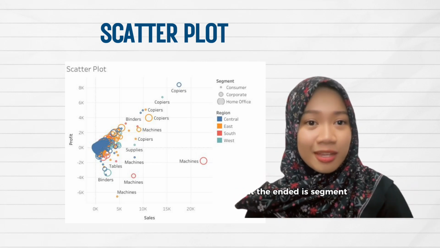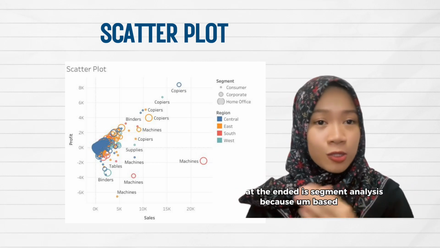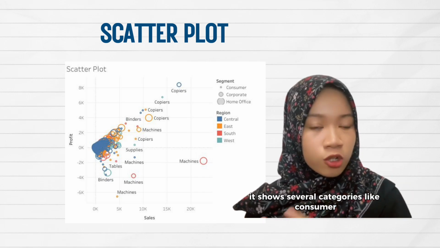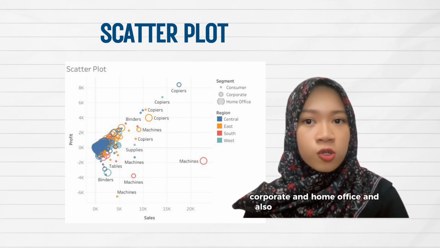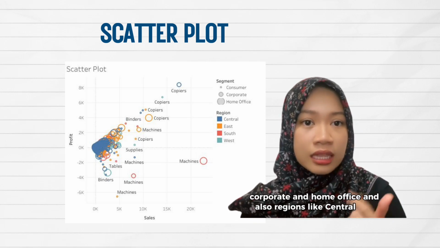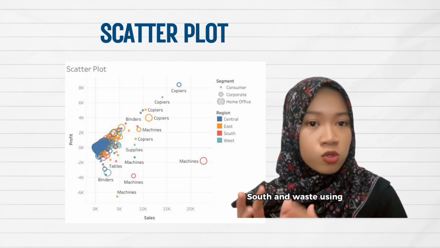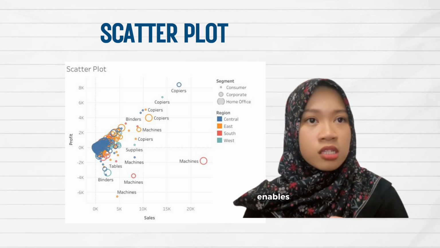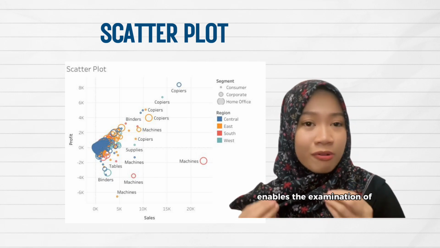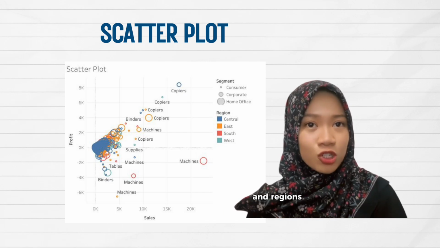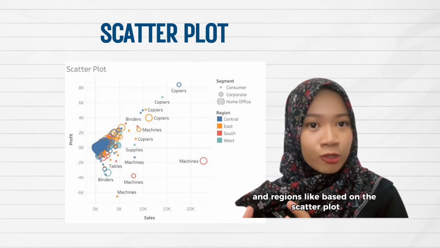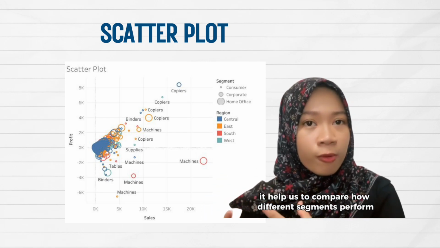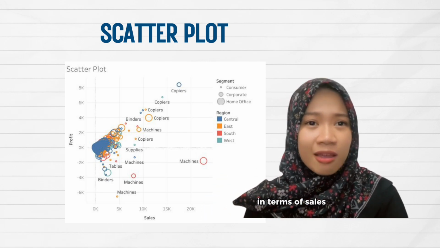Other than that is segment analysis, because the scatter plot shows several categories like consumer, corporate, and home office, and also regions like central, east, south, and west using different colors and forms. So this spreadsheet enables the examination of performance across segments and regions. Based on the scatter plot, it helps us compare how different segments perform in terms of sales and profits.